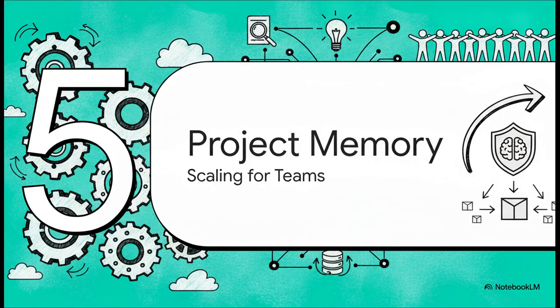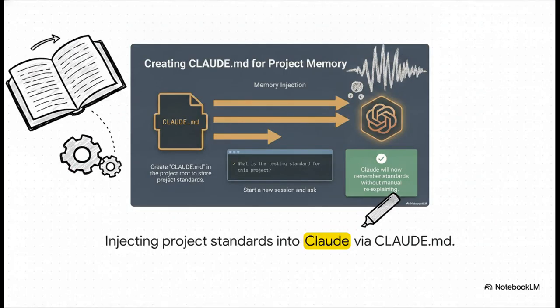All right, Section 5, Standardizing Project Memory, Scaling for Senior QA Teams. Individual productivity is fantastic for sure, but as senior QA engineers, we need consistency at scale. We achieve that scale with Claude by creating a simple Claude.md file right in the root directory. This acts as memory injection. You write your specific testing standards in this file. From that point on, whenever you start a brand new session and ask Claude a question, it will automatically read and remember your project's standards without you ever having to manually re-explain them. It basically becomes a permanent knowledge base for your AI agent.